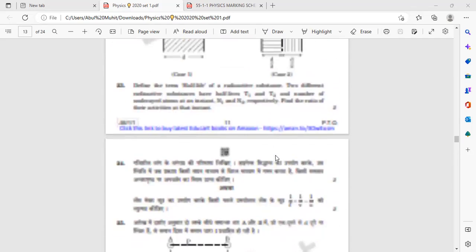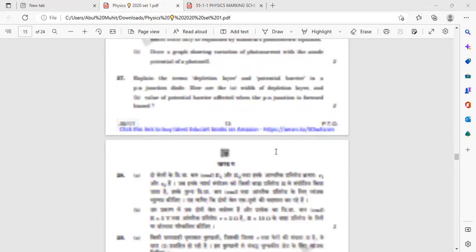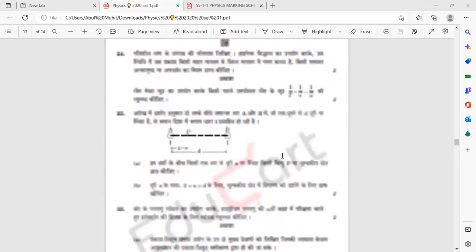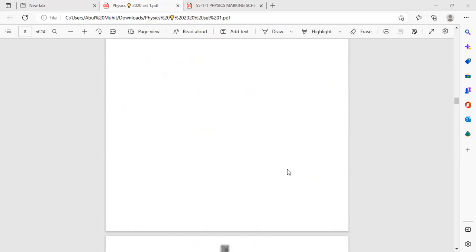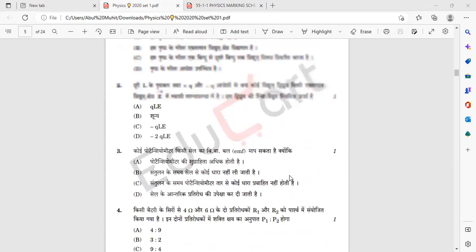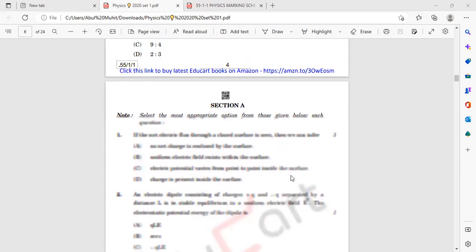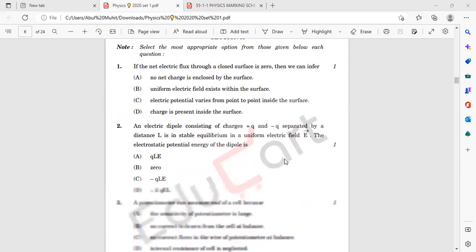So alternate pages. In the boards, is it? Yeah, in the boards, you will be having alternate pages. Okay, let me see. I think this is the first. Yeah, this is in English.